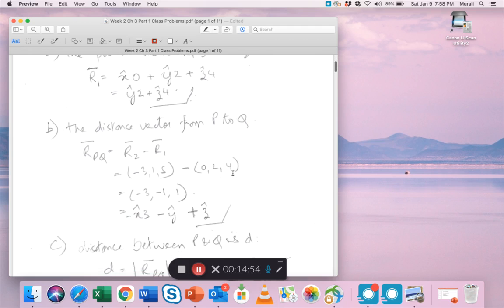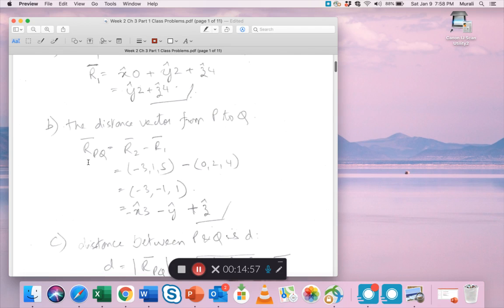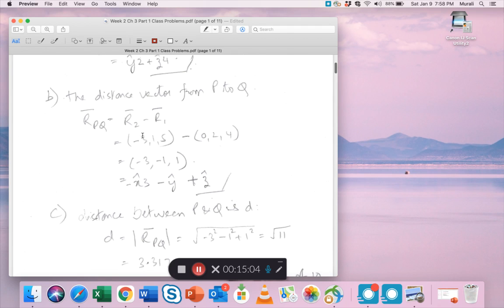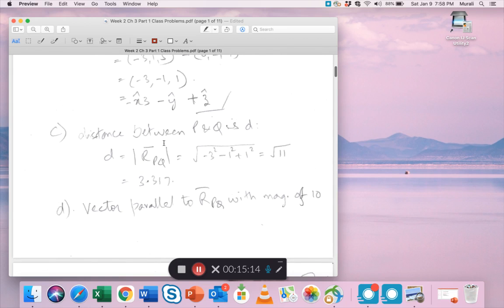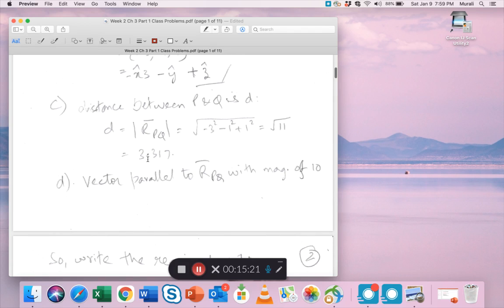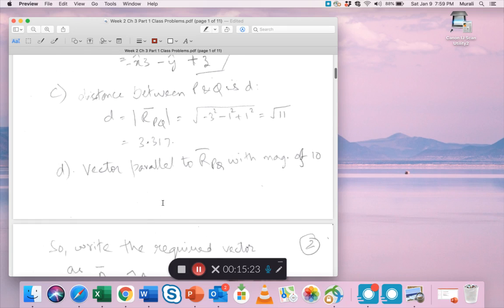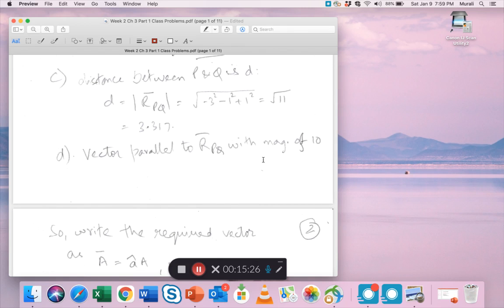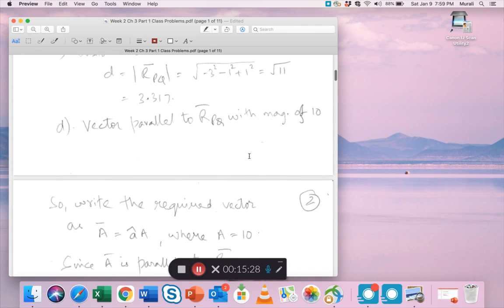Now the distance from P to Q, we use this formula, vector PQ equals R2 minus R1, which you can actually do this. Here's a neat way I learned from somewhere else. Just write the coordinates and subtract them and then convert them into a vector form in this way. Similarly, the distance between P and Q is the magnitude of this vector, which is like this, and it's this value, 3.317. Now the vector parallel to PQ with a magnitude of 10, right? That's what we need to find.